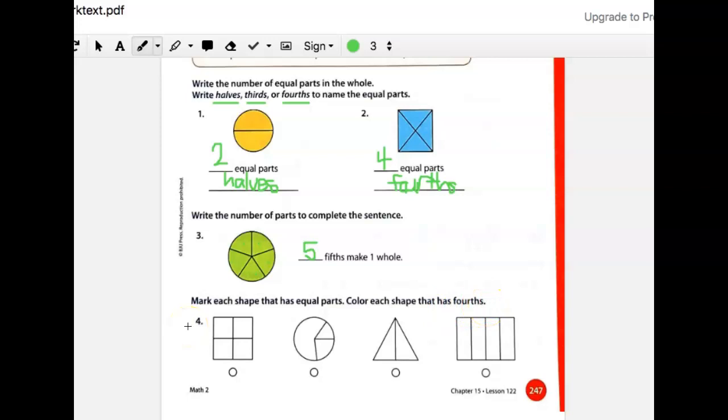So which shape has equal parts? Does this have equal parts? Yes. Does this have equal parts? No. What about this triangle? Yes. What about this rectangle? Yes. So out of these 3 shapes, which shape has fourths? Meaning they're split up into 4 equal parts. Very good. The square and the rectangle are split up into 4 equal parts, so they have fourths. So you can color those in.